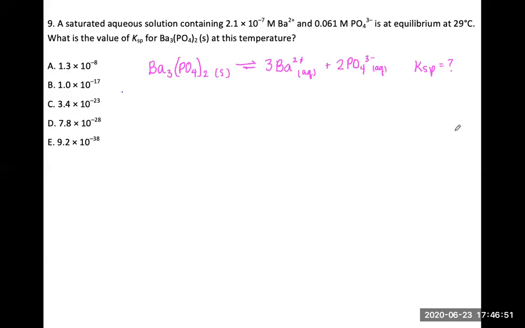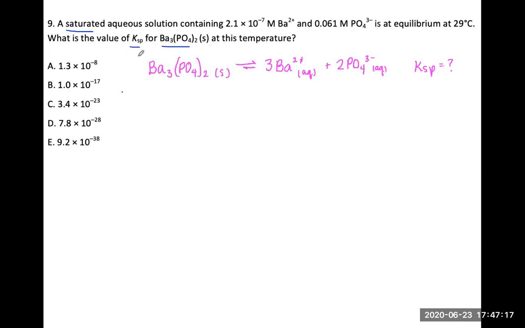Okay, so now for number 9, we have kind of a different type of problem. Here we have a solubility question. And so in this problem, we're given some solution and they tell us it's saturated and that we have this much amount of the barium ions present and this much of the phosphate ions present. And they're trying to get us to figure out what the KSP for that salt would be.